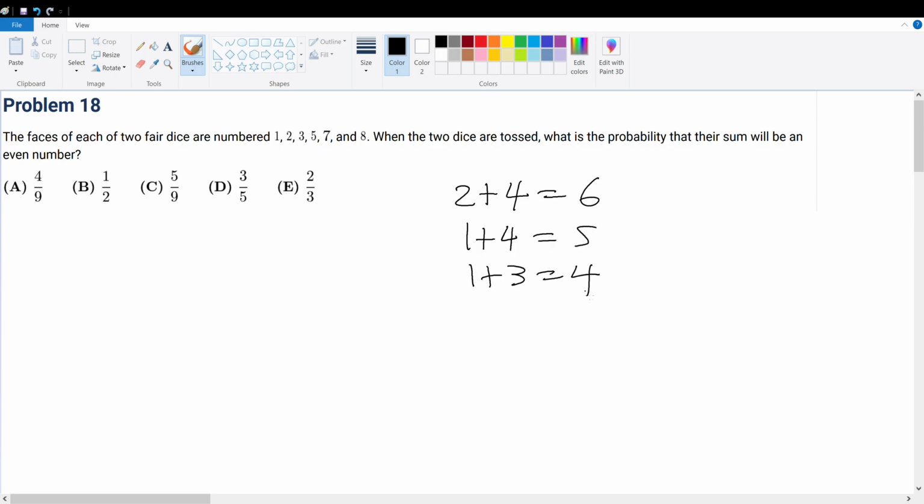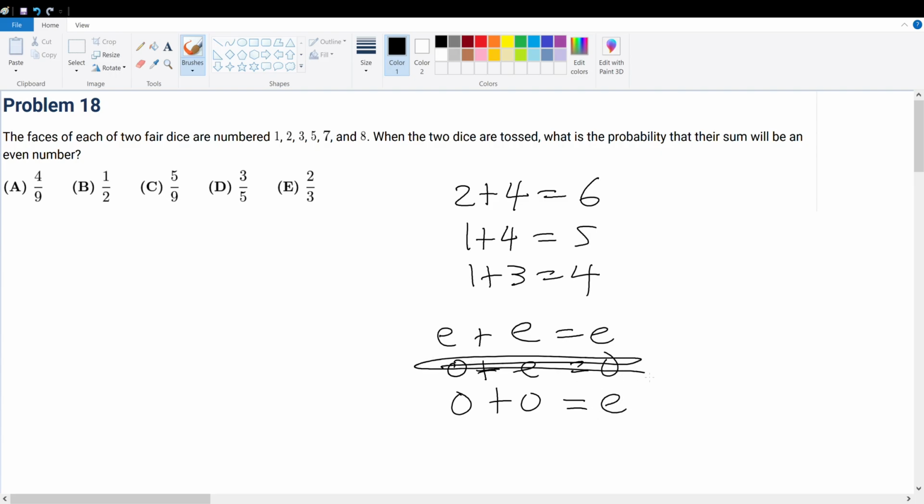The reason why I did this is because I want to demonstrate to you the methodology of how I find patterns within questions. When I sum an even number with an even number, I get an even number. When I sum an odd number with an even number, I get an odd number. When I sum an odd number with an odd number, I get an even number. So in other words, I need to sum two numbers of the same type to get an even number.